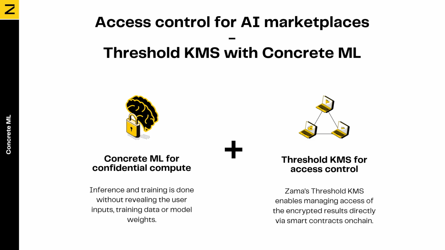Okay, so we talked about privacy and verification. The final piece of the puzzle is access control, because we're storing data on the blockchain in encrypted form, and we also store the results of the model computations on chain. So we want to ensure that only authorized people have access to this data.